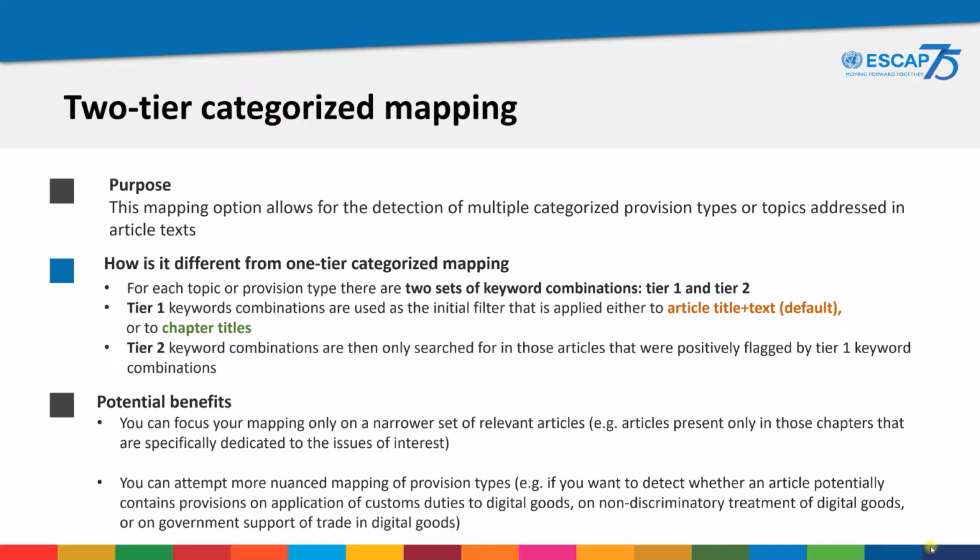What are the potential benefits of this approach? First, you can focus your mapping only on a narrower set of relevant articles. For example, you can focus your mapping on the articles present only in those chapters that are specifically dedicated to the issues of interest. Or you can attempt a more nuanced mapping of provision types, and later in the module we will see examples of what is meant by that.